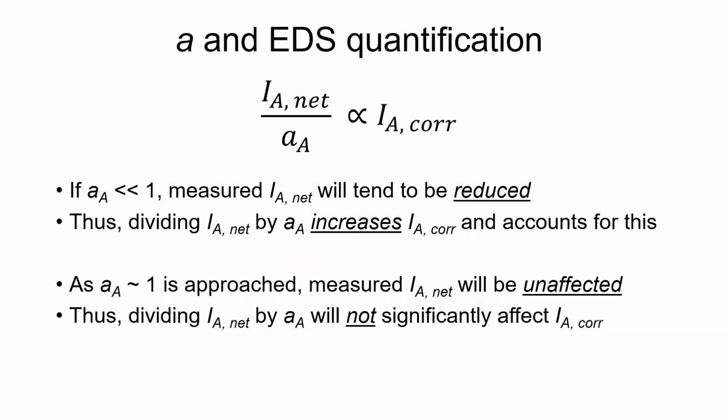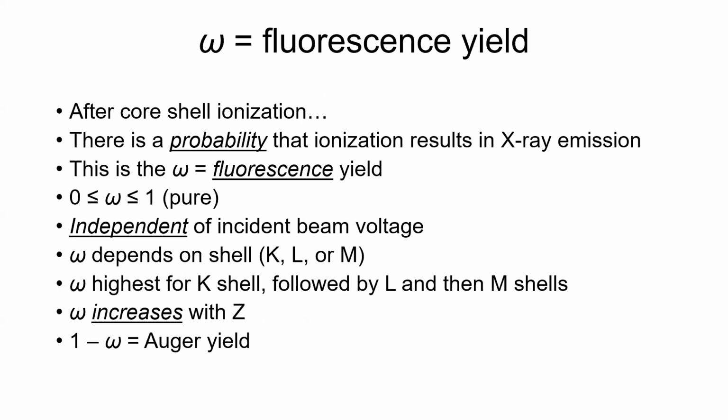All right, so now that we've seen how we get A here, the transition probability, how does this factor into the quant? Well, again, we take the net counts and divide it by A. That factors into getting the corrected counts. So if I have an A that's really small, I'm going to tend to have reduced net counts. So by dividing through by A, that increases my corrected counts, okay? So then as I approach 1, I'm going to end up with net counts that really are not affected by the transition probability. And so then I don't really get an effect on the corrected counts, okay? All right, so moving on.